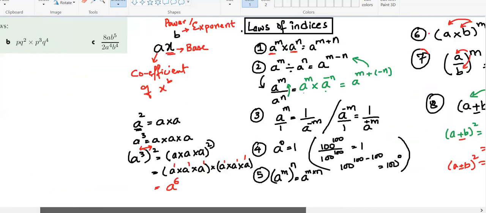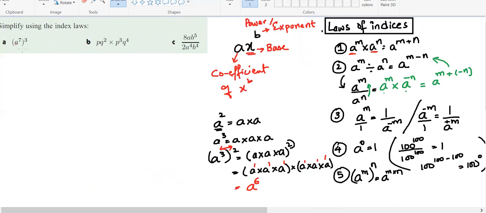Now let's take a few examples here. If it is (a to the power 7) to the power 3, you can see here, this is power of a power, rule number 5. And we simply multiply the powers. A to the power 7 times 3, and we will say that a to the power 21 is our final answer.